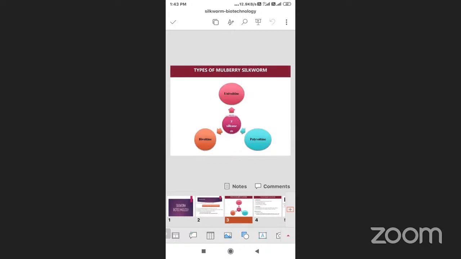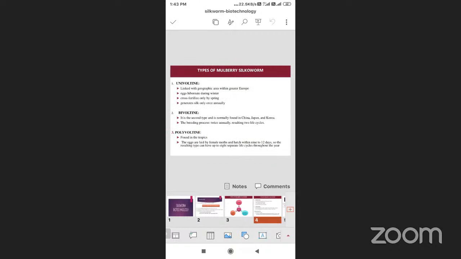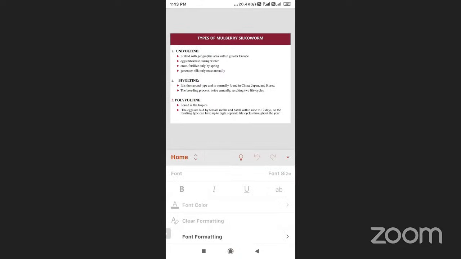Okay, just now we discussed the mulberry silkworm types: univoltine, bivoltine, and polyvoltine. The univoltine is restricted to Europe. Generally, this univoltine silk will be extracted during the winter season by cross-fertilization. We get this silk only once in a year. Uni means single, and that's why it is called univoltine.